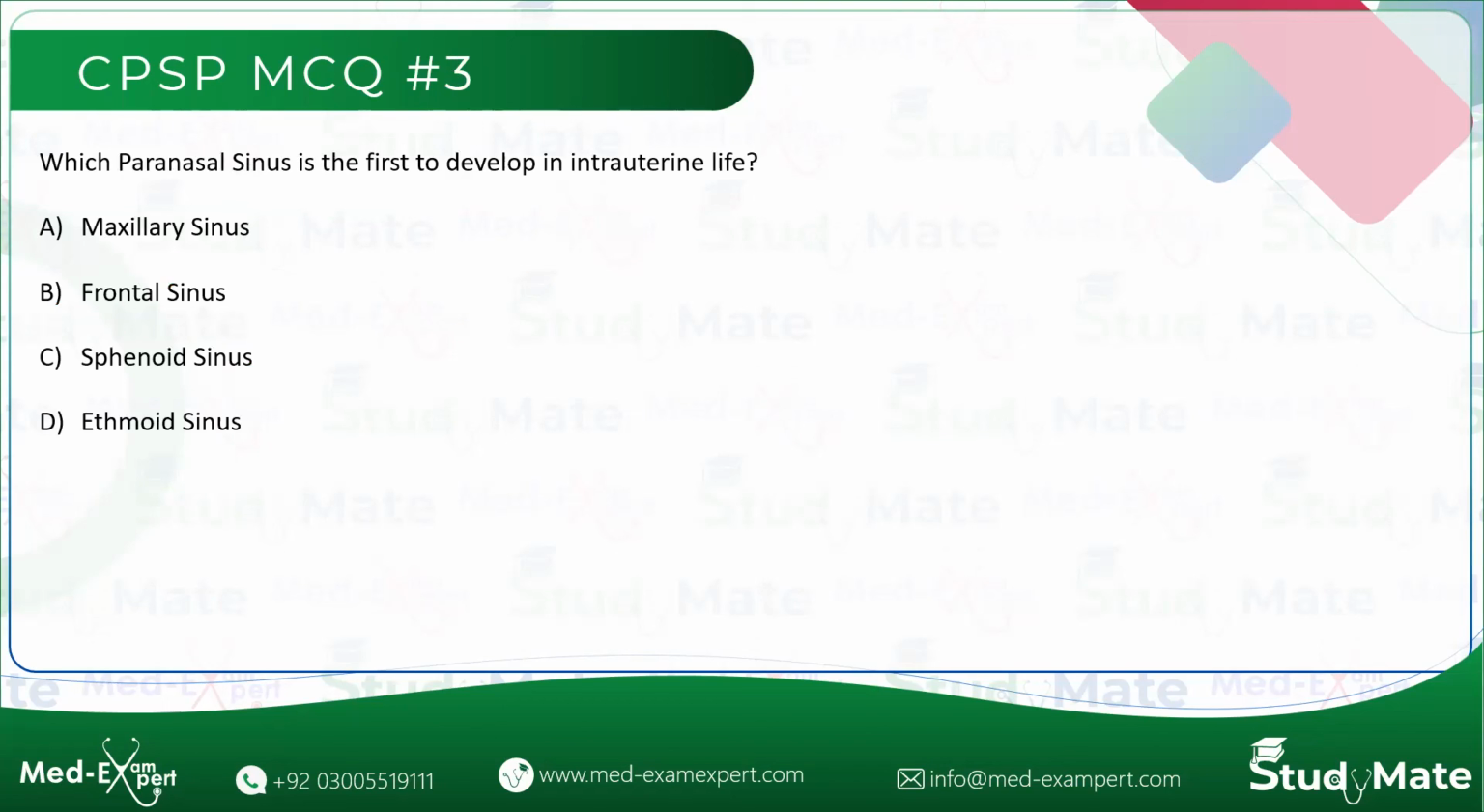Third CPSP MCQ is which paranasal sinus is the first to develop in intrauterine life? A is maxillary sinus, B is frontal sinus, C is sphenoid sinus, and D is ethmoid sinus. So which paranasal sinus is the first to develop? Yes, again, everyone has answered correctly that it is maxillary sinus.